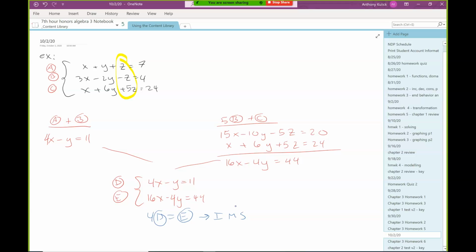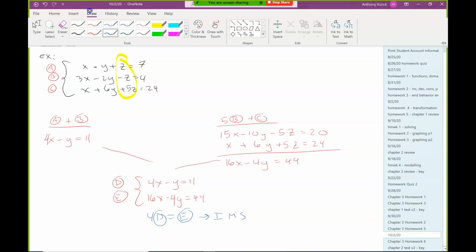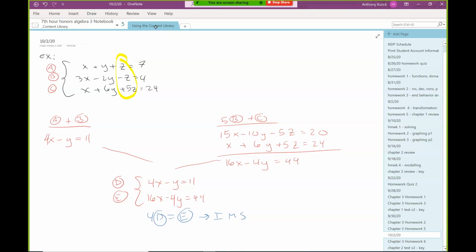Okay, so now how do I come up with the parametric solution? What I'm going to do is pick one of these two equations, D or E. It doesn't matter which one. I would pick D because the coefficients are smaller. If the numbers are smaller, there's a little less work to do. That's what I would choose.